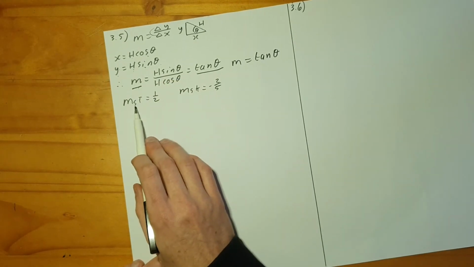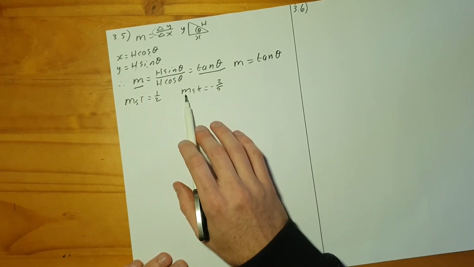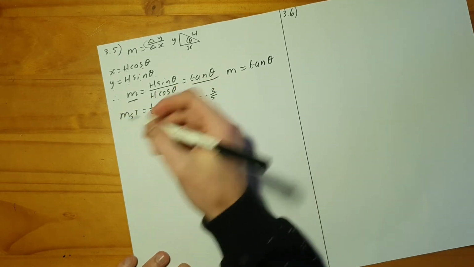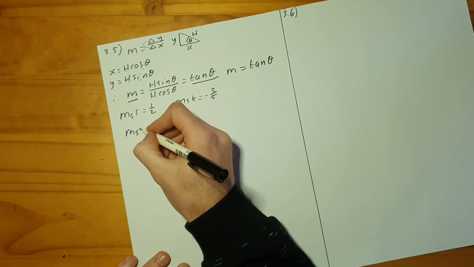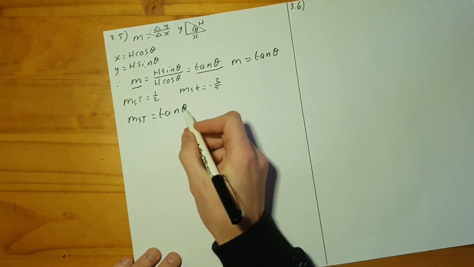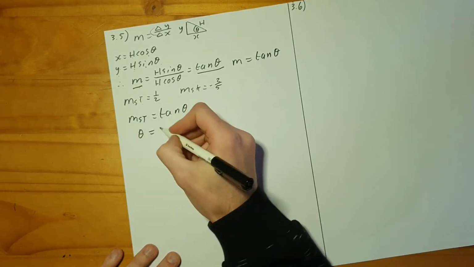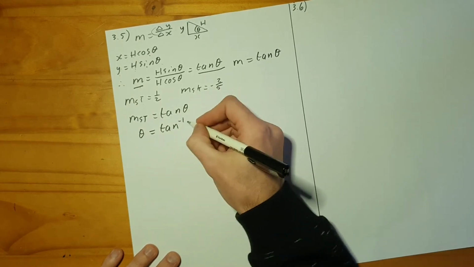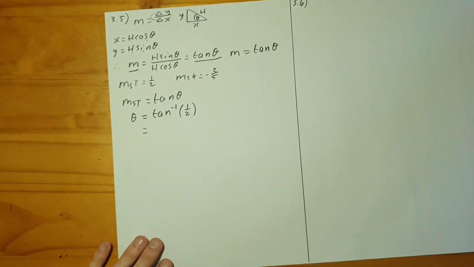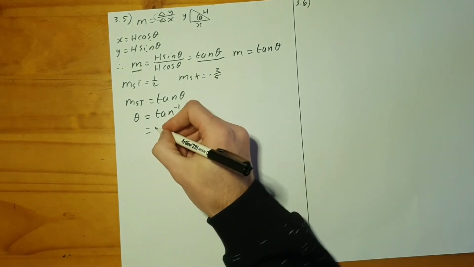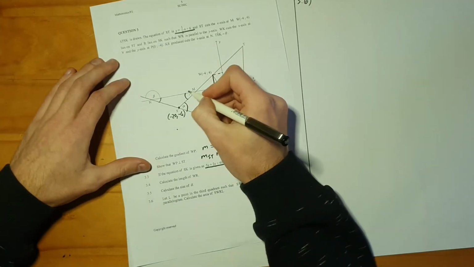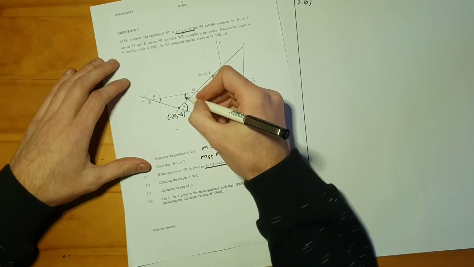We know that the line of ST has a gradient of a half, and the line of SK has a gradient of negative 2 over 5. So m of ST equals tan of theta. I'll take the inverse of tan to get theta. So theta is going to equal tan negative 1 of a half, and that should give you 26.56. So now we have the angle of m. m over here is 26.56.